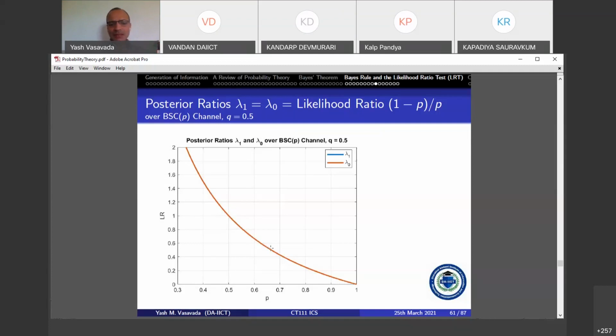So let us look at some extreme cases. Let us say that p is very, very large. Let's say p is very close to 1. In this case, what are the values of lambda 1 and lambda 0? They both are almost 0.